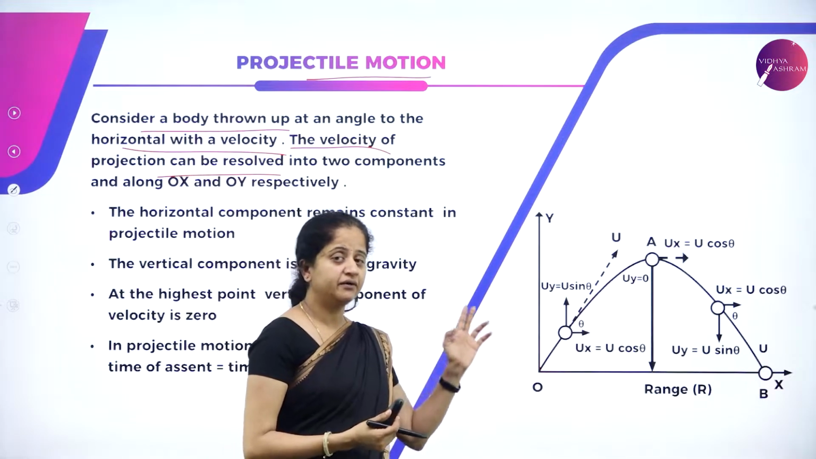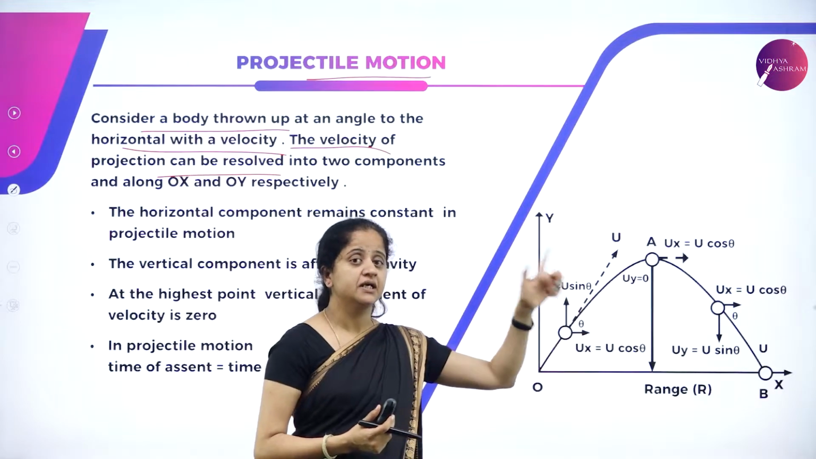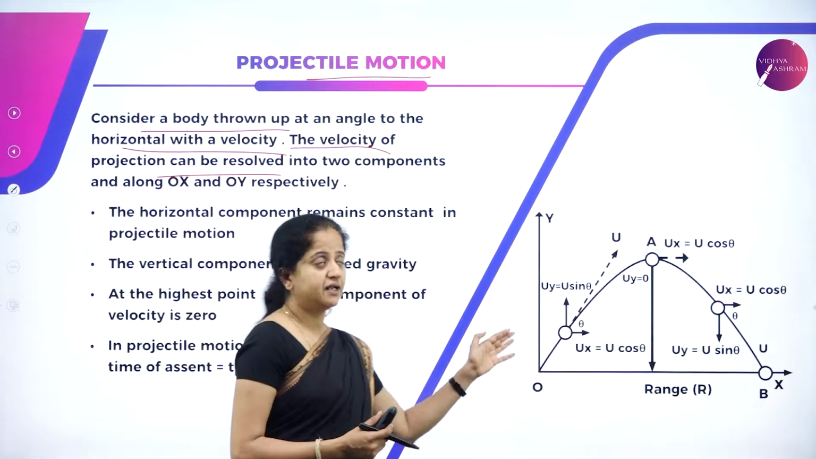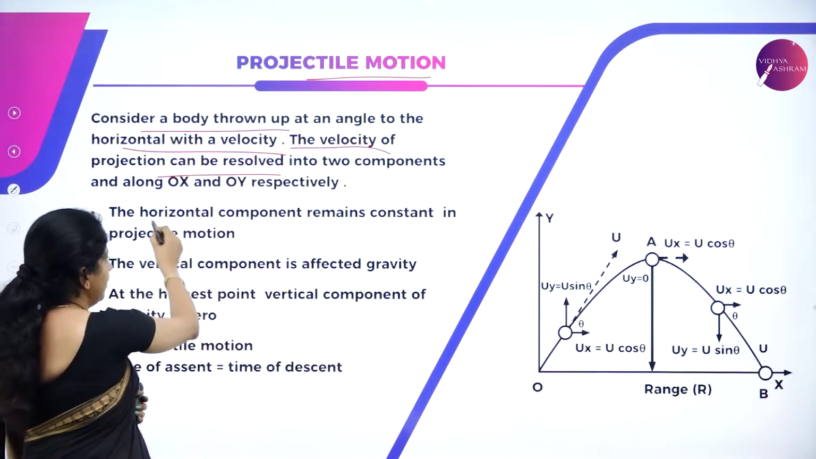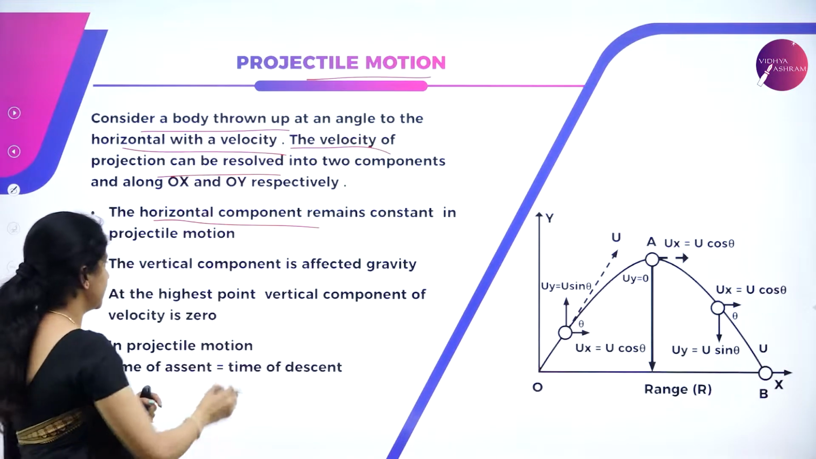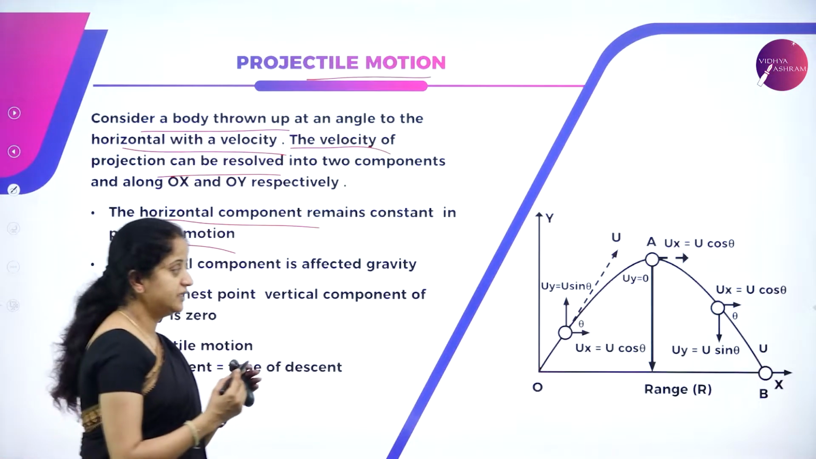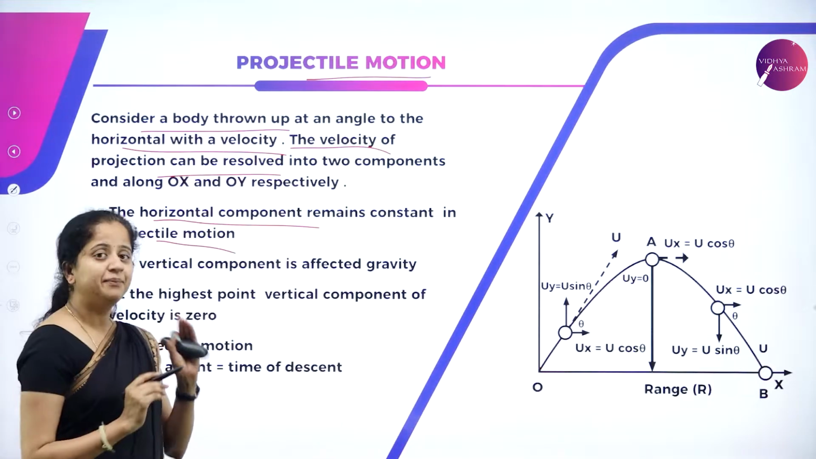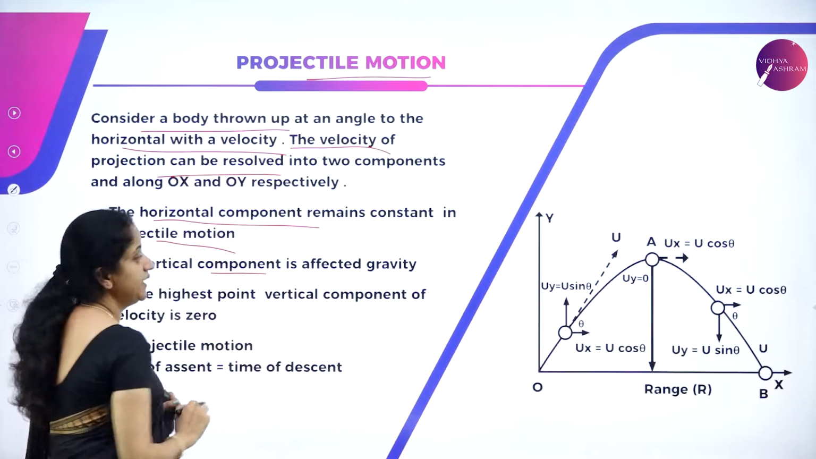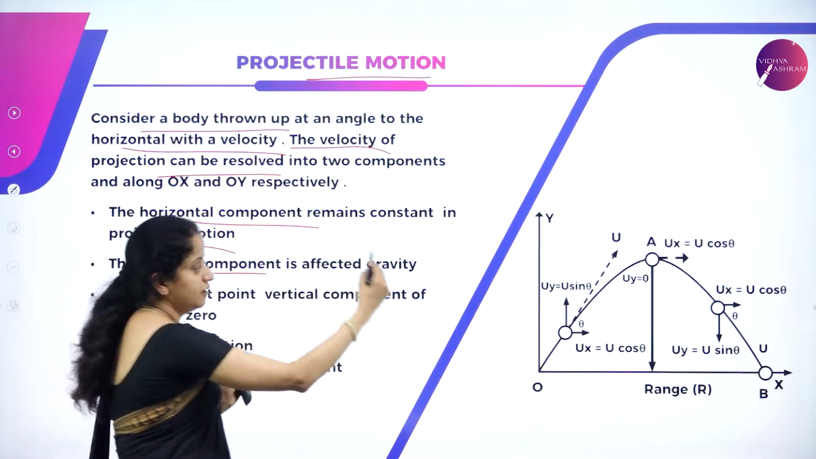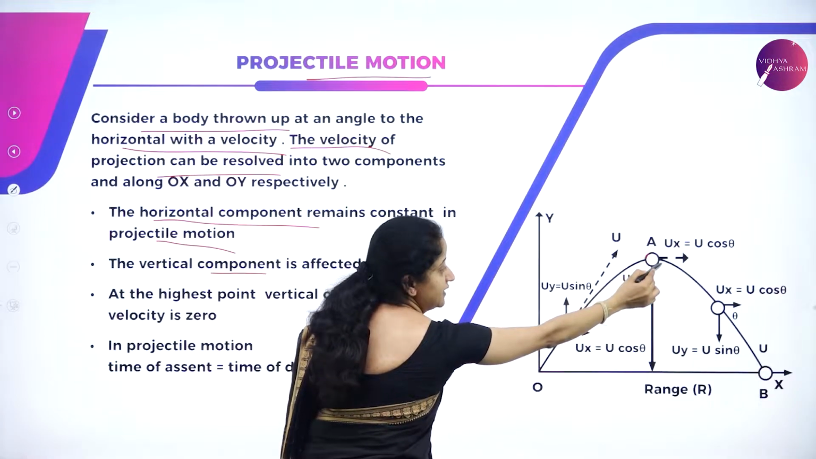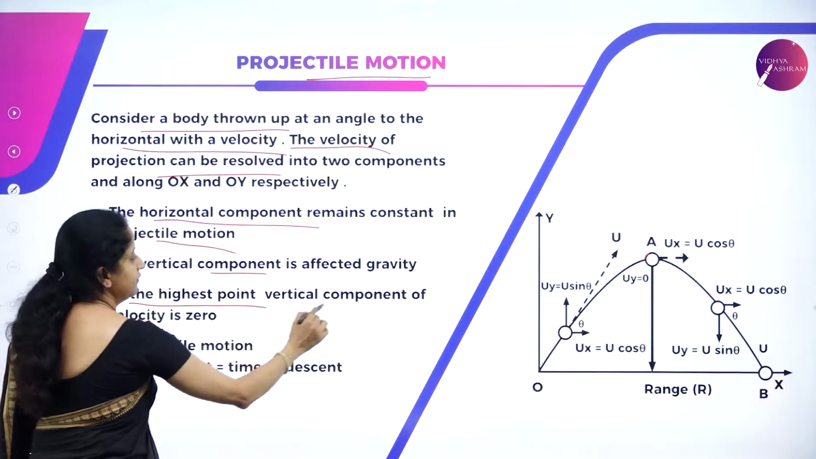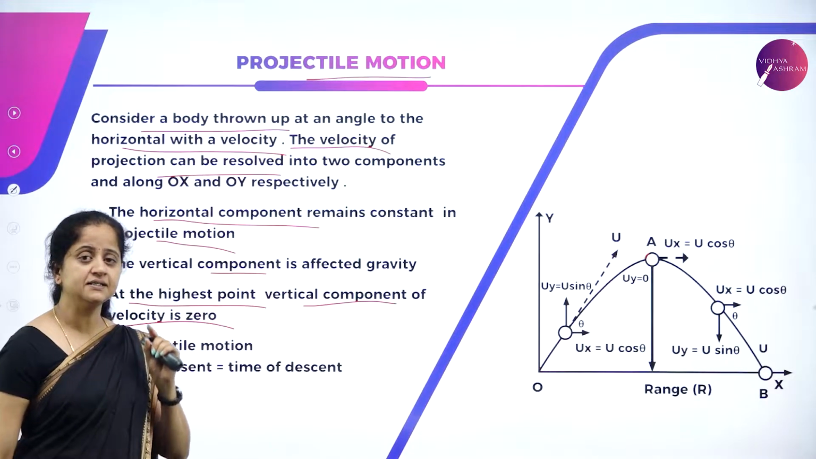I told you the object is moving with a certain velocity. The velocity is getting resolved into two components: along the x-axis and along the y-axis. The horizontal component remains constant in projectile motion. So in projectile motion, this horizontal component always remains constant, but the vertical component is affected by gravity. So as the object is projected, at the highest point the vertical component of velocity is 0.